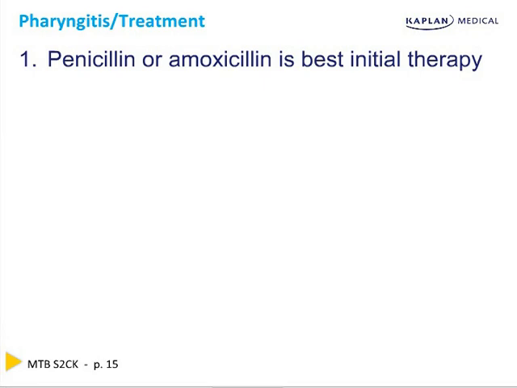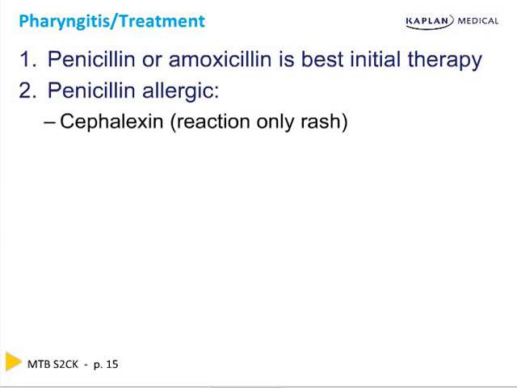Penicillin or amoxicillin was the best initial therapy in the 1940s and 50s, and it is now. If you're penicillin allergic, we follow the algorithm that we thought of before when we talked about penicillins in general. If it's only a rash, please feel safe to use cephalexin.